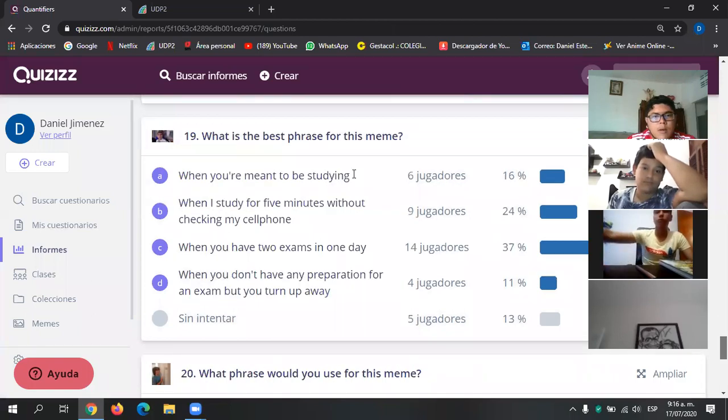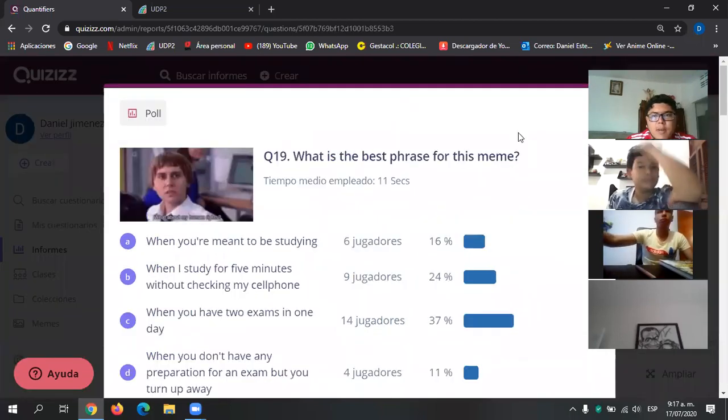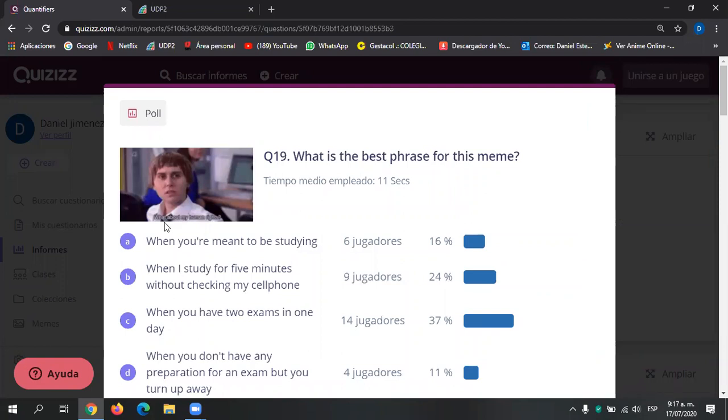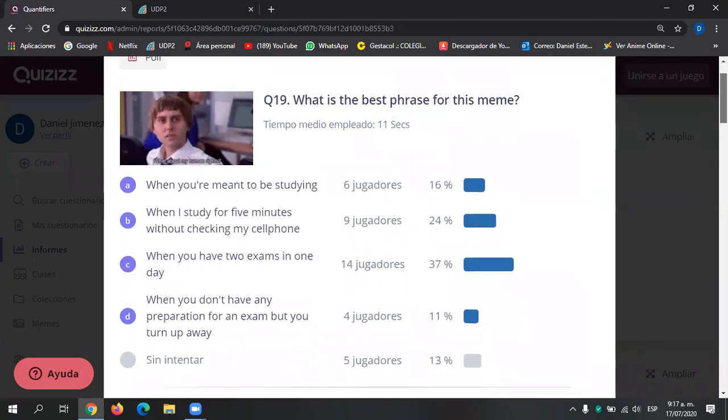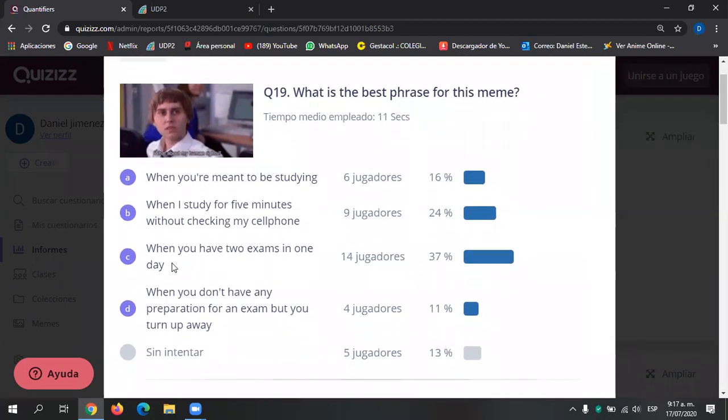Dice, 19. What is the best phrase for this meme? Ahí decía, what about my human rights? Dice la persona que está acá, what about my human rights? ¿Sí? Y en este caso sí era la opción, when you have two exams in one day. Cuando tienes dos exámenes en un día.